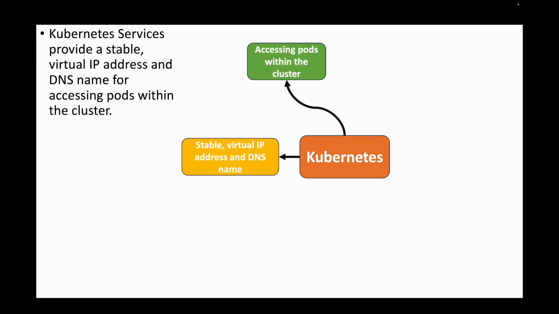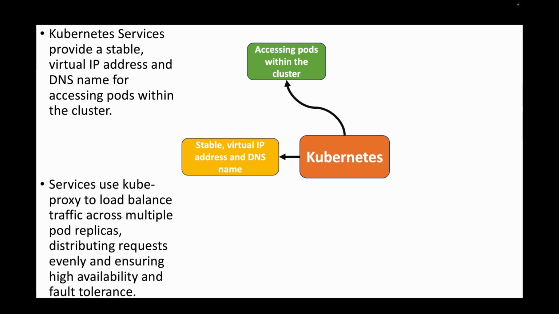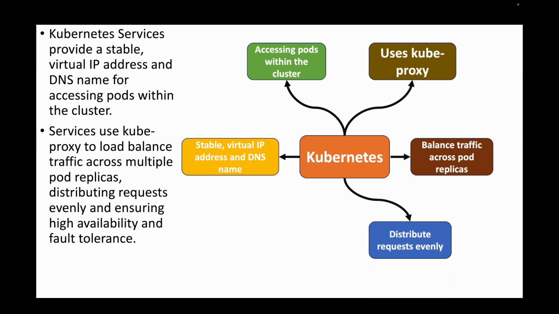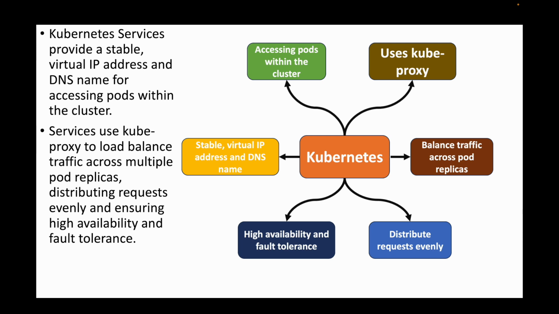So we will have the application running inside a pod, and this pod will be behind a service. As a user, we will hit this service, and the service in turn will hit the pod and get the response back from the pod. Services make use of the kube-proxy to essentially do the load balancing across multiple pod replicas and also distribute the requests evenly across the pods, and this will ensure we have high availability and also better fault tolerance in terms of the application.